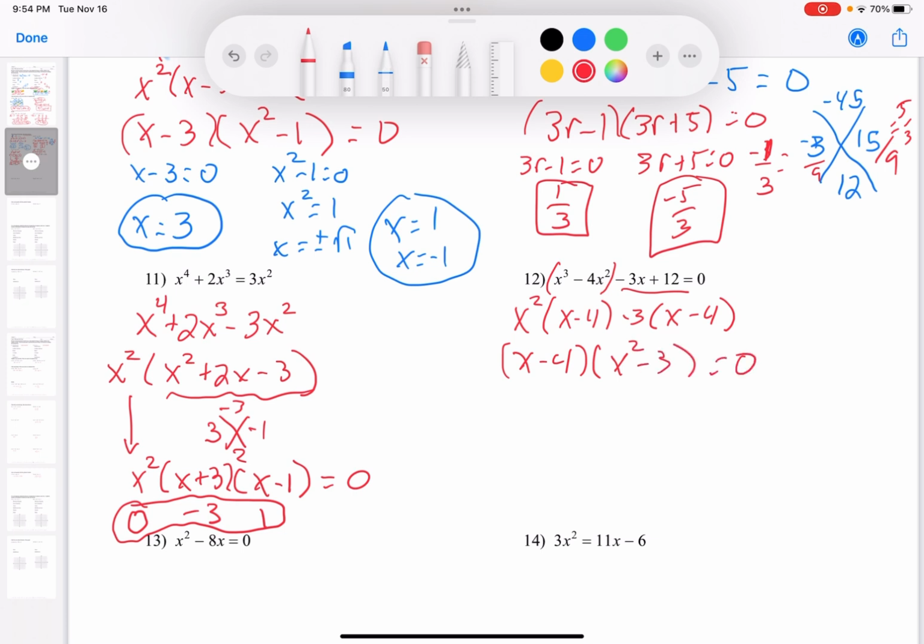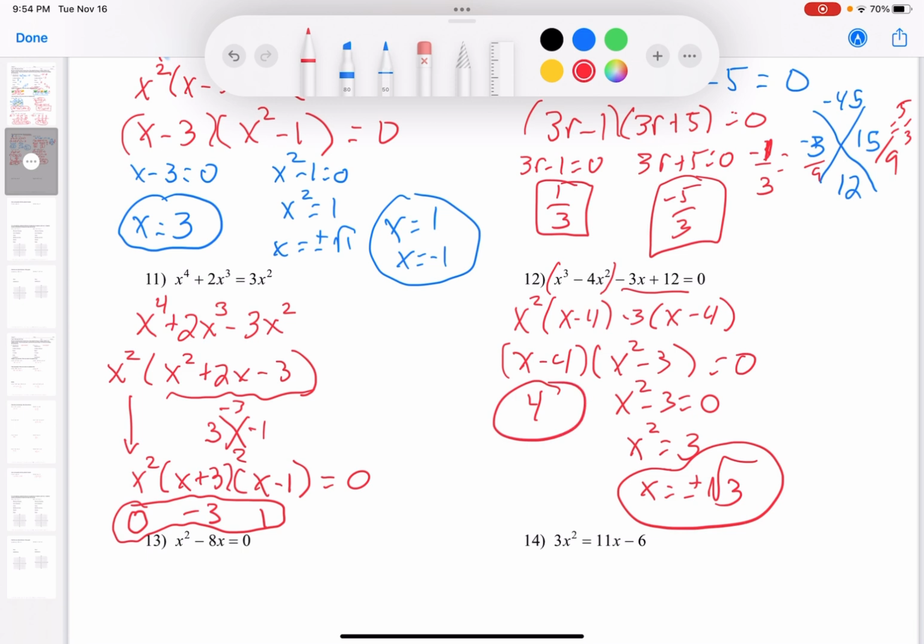Okay, find the zeros. First one's pretty easy. It's just 4. Second one, we've got x squared minus 3 equals 0, so x squared equals 3. Take the square root. You get plus or minus the square root of 3. Perfectly acceptable answer. And there are your zeros.